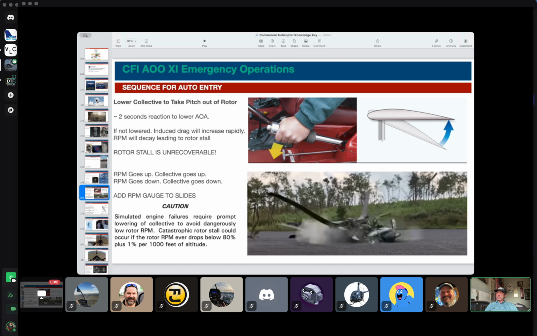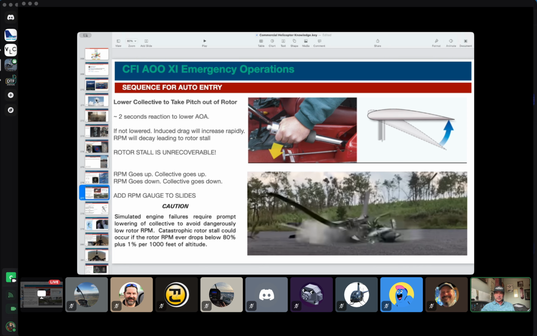Anyway, the POH actually discusses this. This is a caution statement under normal procedures in unpowered flight. It says simulated engine failure requires prompt lowering of the collective to avoid dangerously low RPM. Catastrophic rotor stall could occur if the RPM ever drops below 80%, plus 1% per 1,000 feet of altitude. Now that 1% per 1,000 feet of altitude is an estimate. It's a guess, not 100% accurate. It's a guideline.